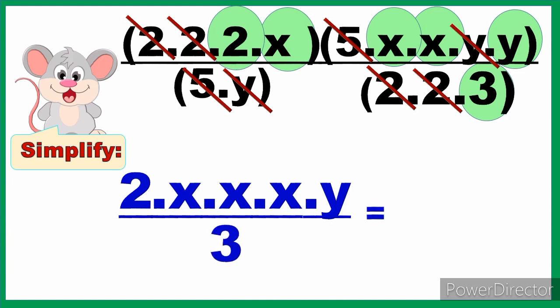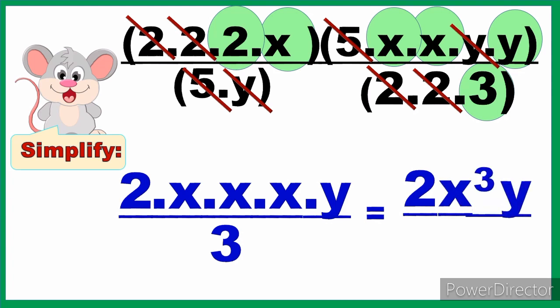And then, again, simplify. We have 2. Then, x times x times x. So, we have 3. So, we're going to cube x and y over 3. So therefore, the final answer is 2x cubed y over 3. Okay, next, let's have another example.